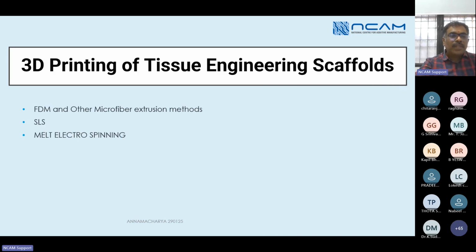And if I talk about the other techniques, this is FDM, which people are working on. FDM is a regular thing. What they are doing is printing the external surface of the structures of the scaffolds and then developing certain other structures in between. FDM is one of the popular techniques used for the microfiber extrusion methods, and microfiber extrusion methods are also used for development of very fine fiber materials.